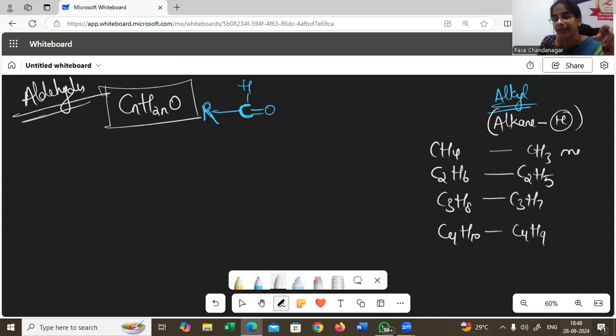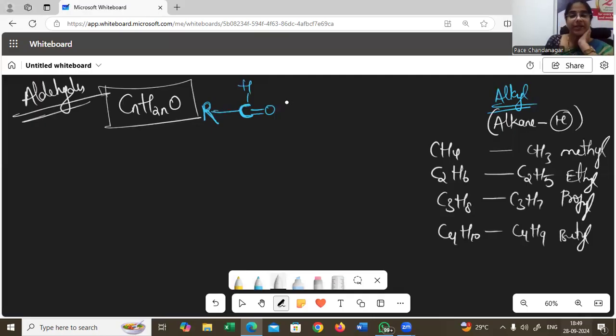These are methyl, ethyl, propyl, butyl, pentyl, hexyl, heptyl. It goes on and on. Now, if I say aldehyde, this is represented as R. This is a general representation. R can be any alkyl group. It can be methyl, ethyl, propyl, butyl, whatever it is.